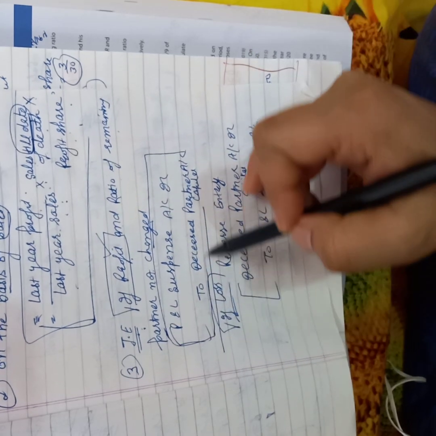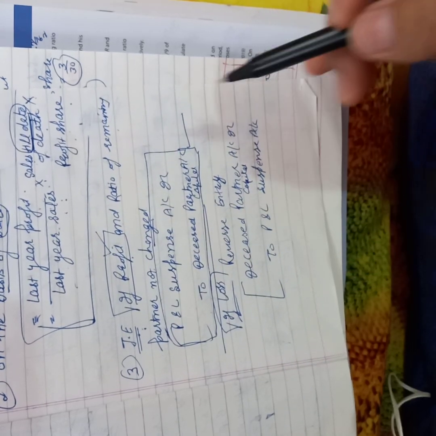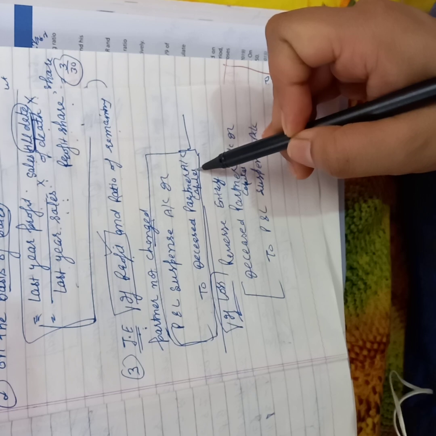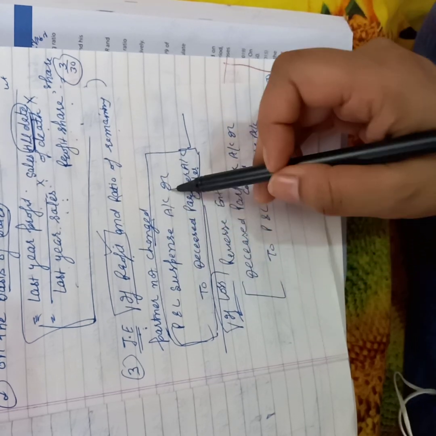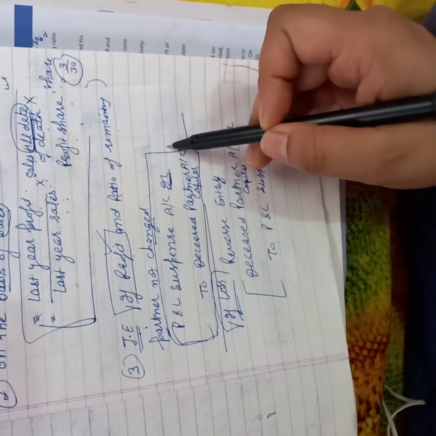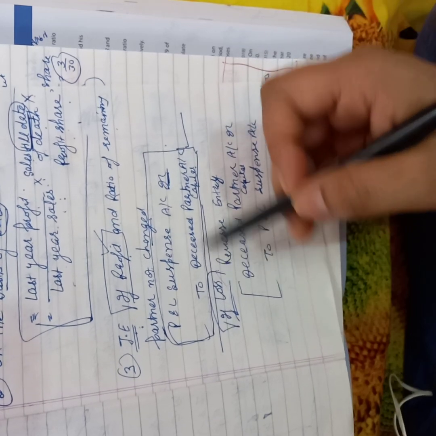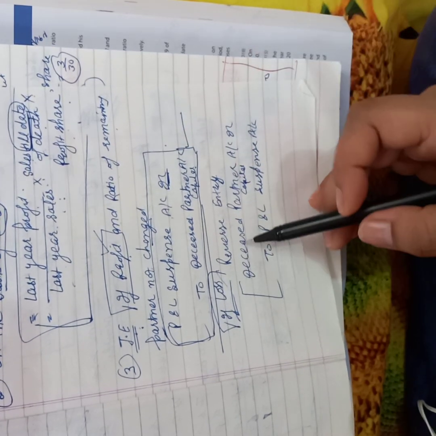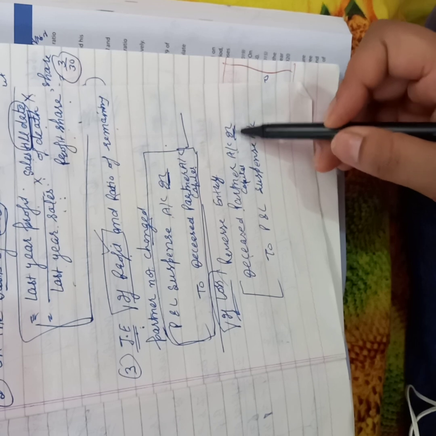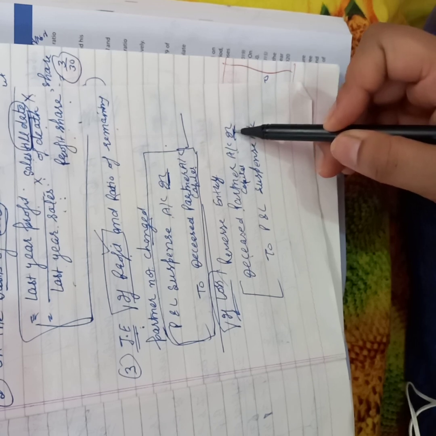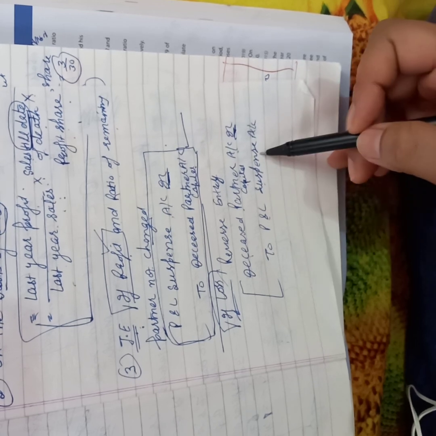If there is a profit, then the deceased partner's share will be credited with the amount of profit, and profit and loss suspense account will be debited. That will be a single entry. If there is a loss, then this entry will be reversed, means deceased partner's capital account debit, because there is a loss, that's why the partner's capital account will be debited and profit and loss suspense account will be credited.